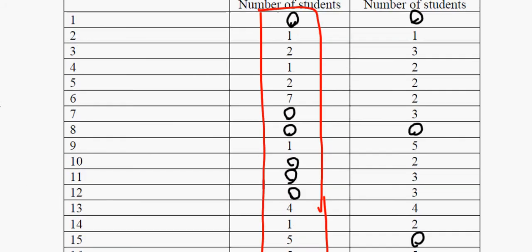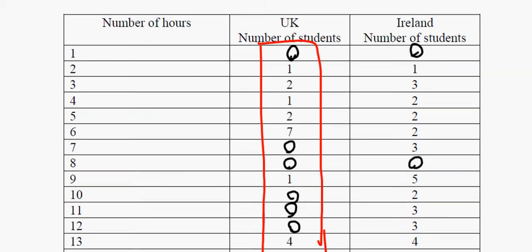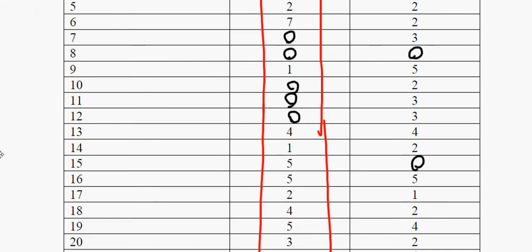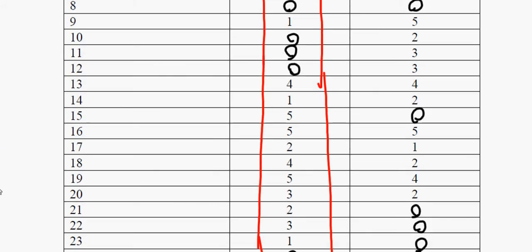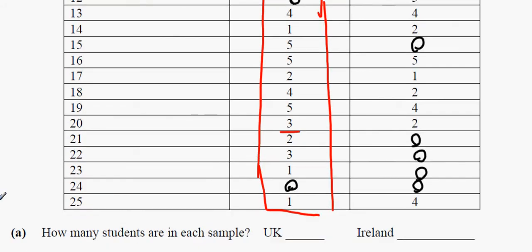So 1 plus 2 plus 1 plus 2 plus 7 plus 1. Now just be really careful not to make any mistakes here, okay? Because the mistakes are relatively easy. 4 plus 1 plus 5 plus 5 plus 2 plus 4 plus 5 plus 3 plus 3, and currently here, plus 2 plus 3 plus 2. Okay, I got 50 students from the UK, and now I'm going to count up Ireland.